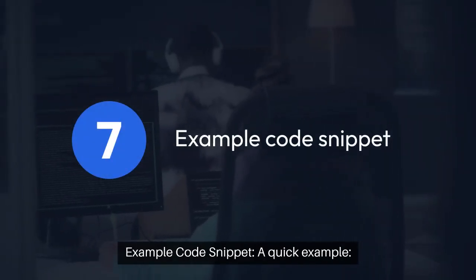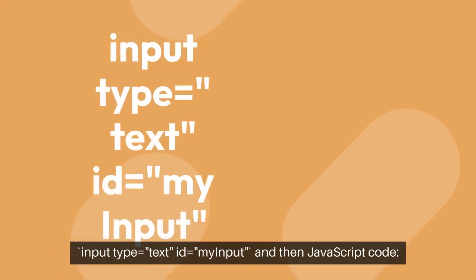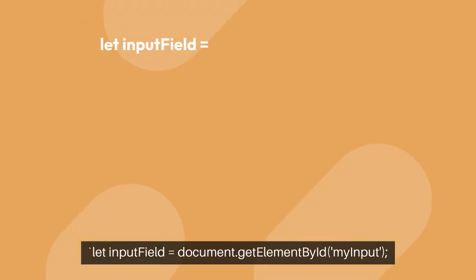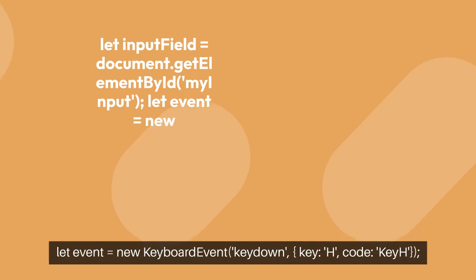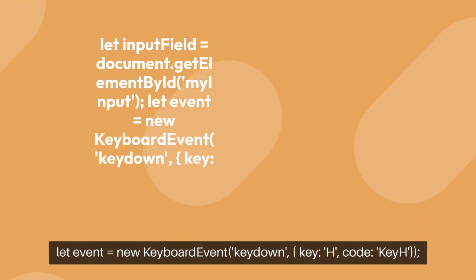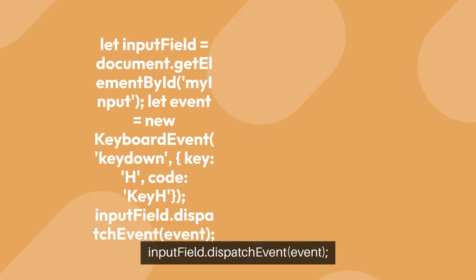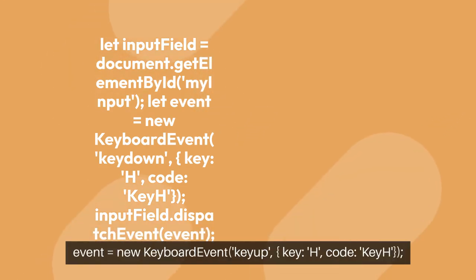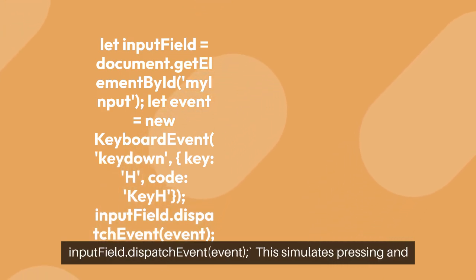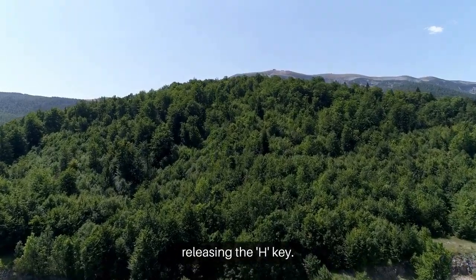7. Example code snippet. A quick example: <input type="text" id="myInput">, and then JavaScript code: let inputField = document.getElementById('myInput'); let event = new KeyboardEvent('keydown', {key: 'H', code: 'KeyH'}); inputField.dispatchEvent(event); event = new KeyboardEvent('keyup', {key: 'H', code: 'KeyH'}); inputField.dispatchEvent(event). This simulates pressing and releasing the H key.